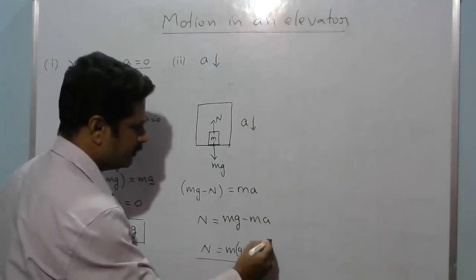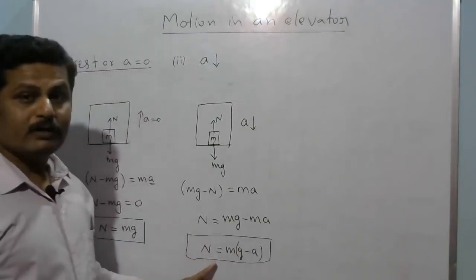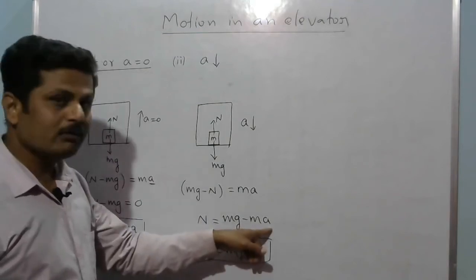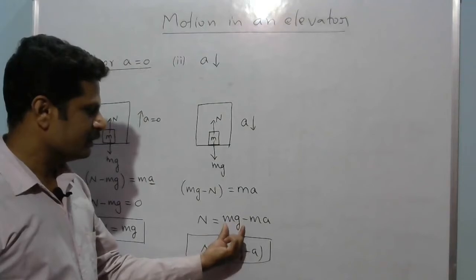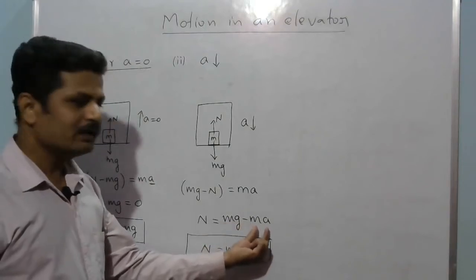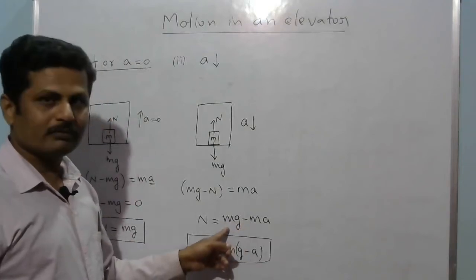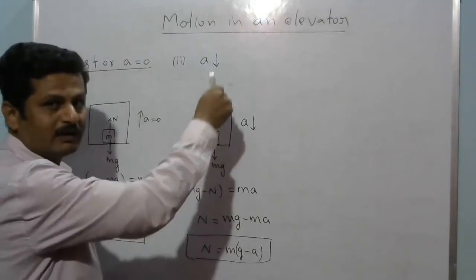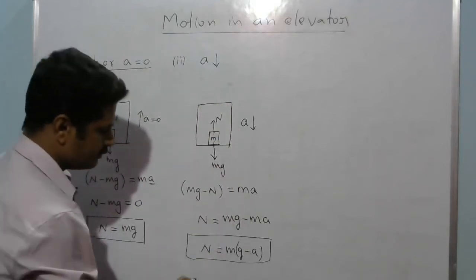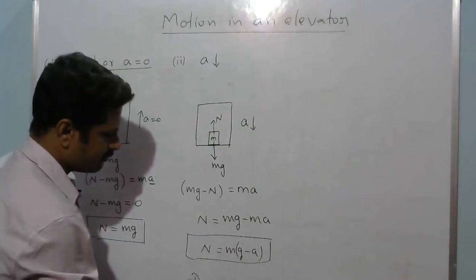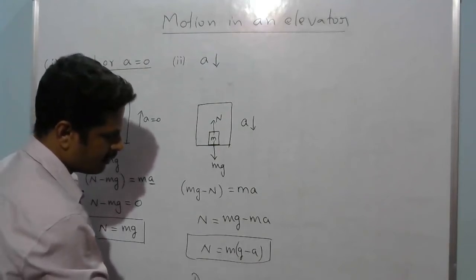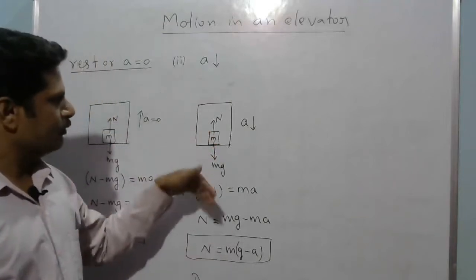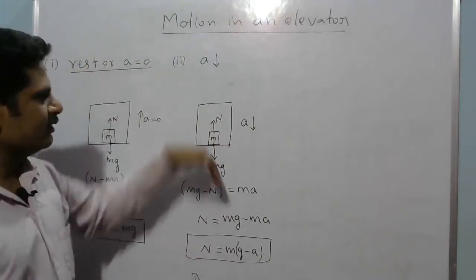N equals apparent weight. That is, the weight of the body decreases, isn't it? Actually the weight of the body is mg, and now we have to deduct ma. So the weight of the body decreases when the elevator is accelerating in the downward direction. So we can write: decreases, if the elevator is having uniform acceleration in the downward direction.